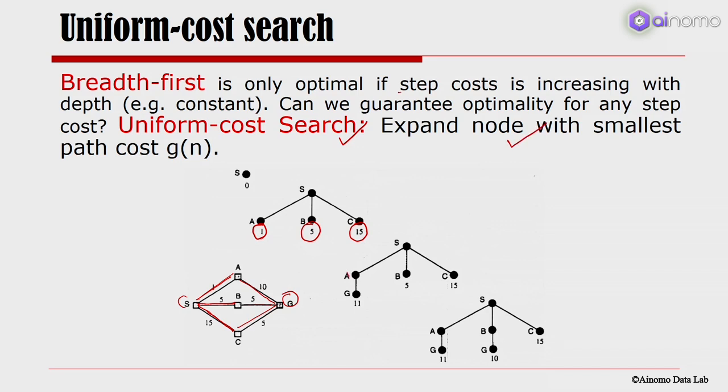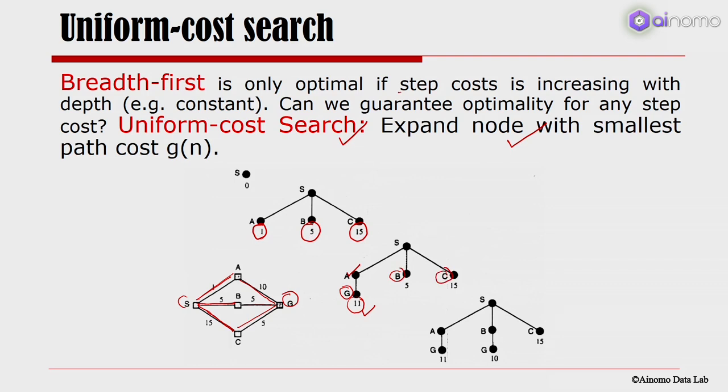So I expand A. In the next expansion of A, I get to G, and I know that the cost is A to G is 10 plus 1, so 11. That's what I mark at G. And the other nodes I have are B with a cost of 5 and C with a cost of 15 from the previous expansion.